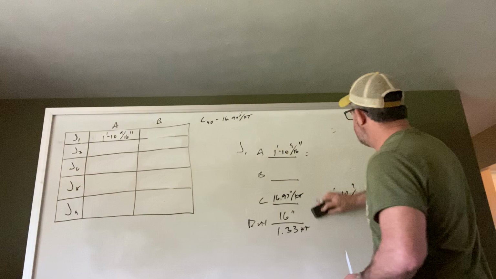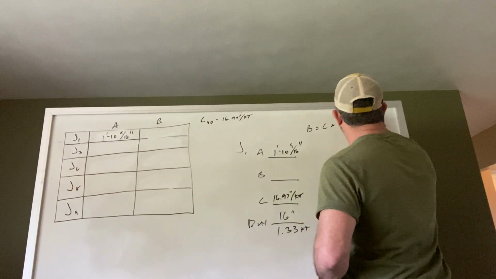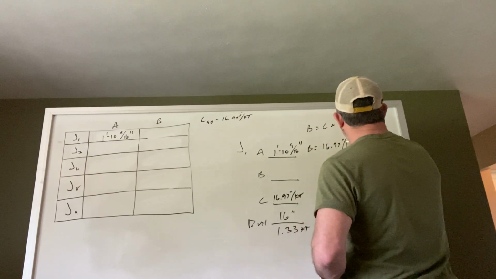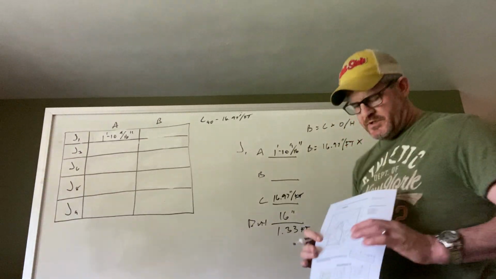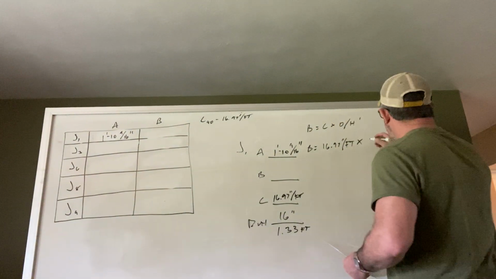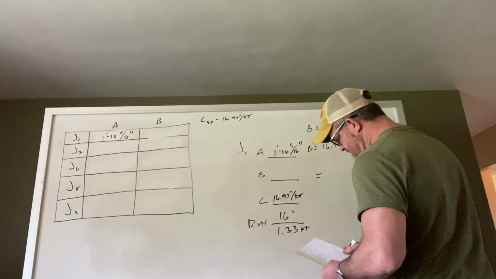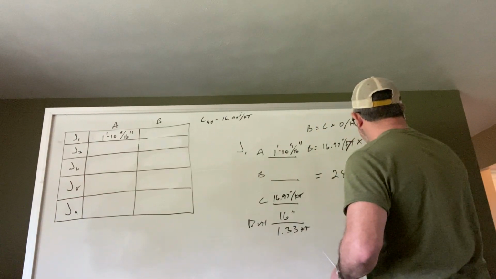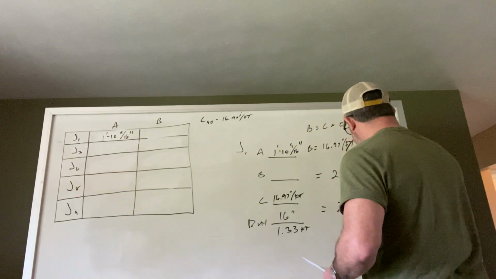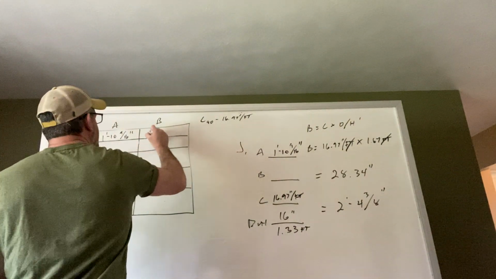Now we solve for our B. B equals C times overhang in feet. So B equals 16.97 inches per foot times, again, what's my overhang? It's 20 inches divided by 12, 1.67 feet, because it has to be in feet. I get 28.34 inches, which converts to 2 foot 4 and 3/8.